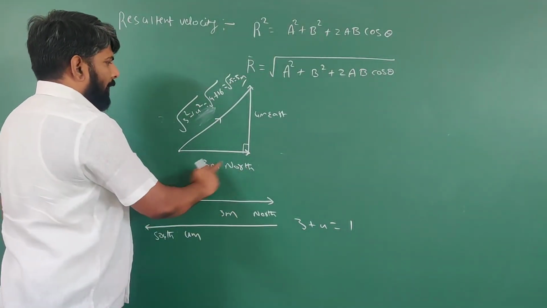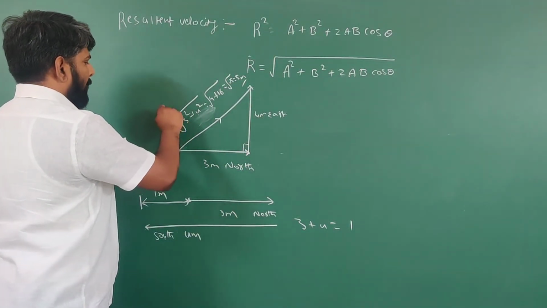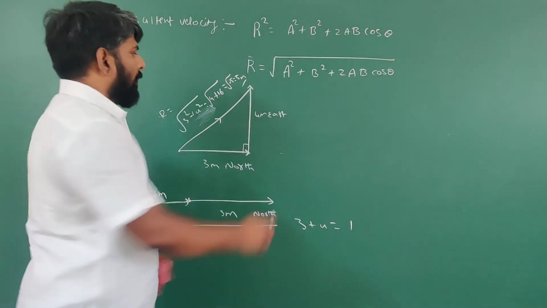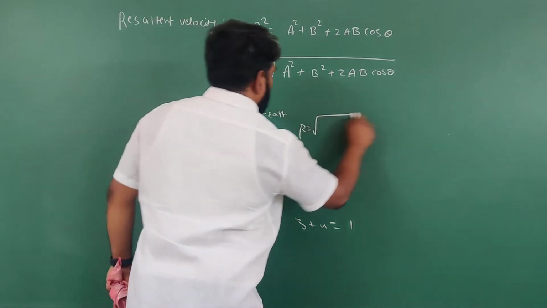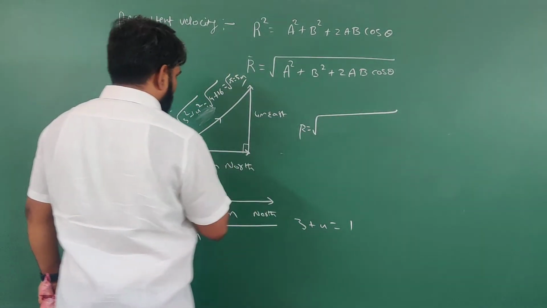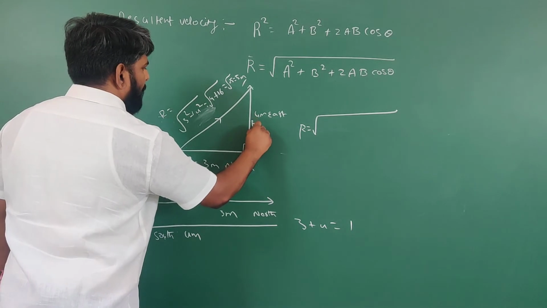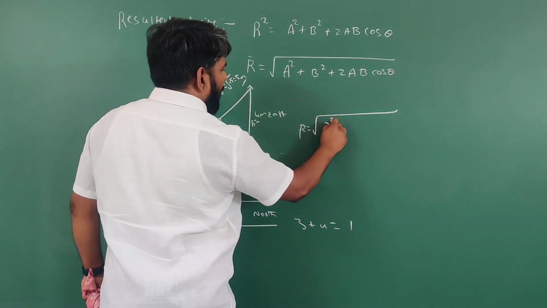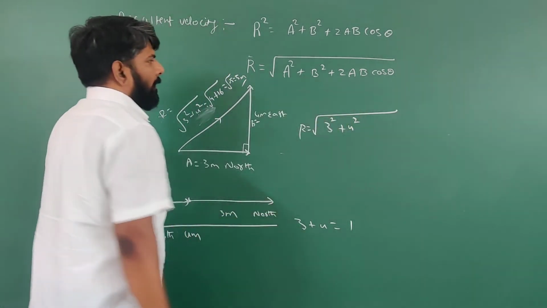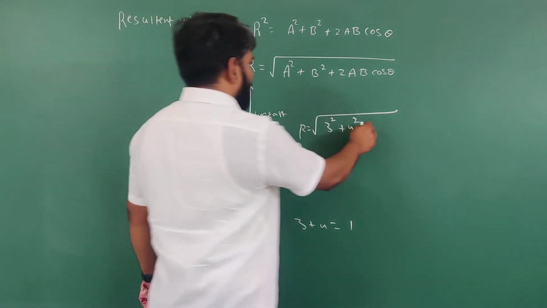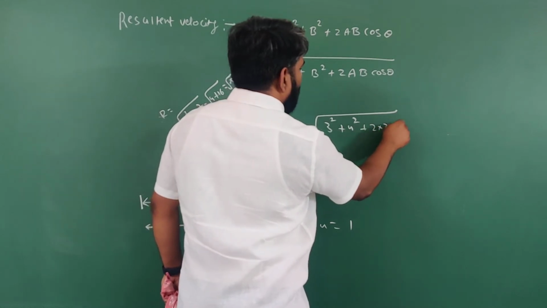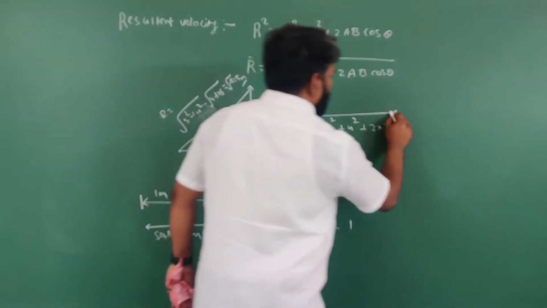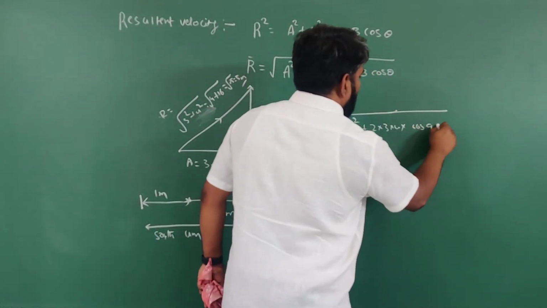Observe here, in this case, one vector is 3 meter, another vector is 4 meter. I want the resultant. You need to find out the resultant by using this formula, right? So r equal to root of a square plus b square plus 2ab cos theta. Take one as a and the other as b. So a equal to 3, b equal to 4. So 3 square plus 4 square, plus 2 into 3 into 4 into cos of the angle between these two, which is 90 degrees. So cos 90.